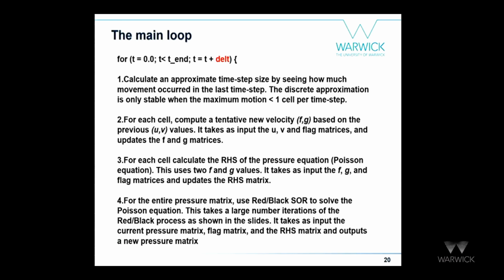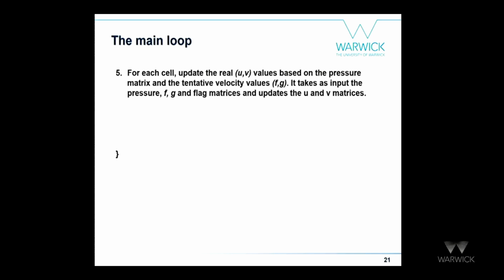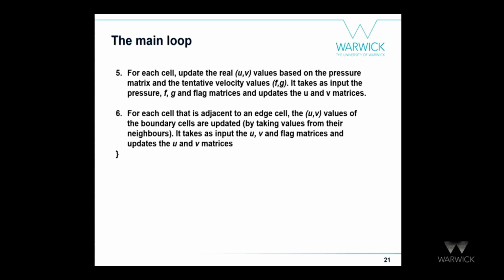And then use the red and black SOR, which is the SOR we introduced earlier, to solve the Poisson equation, which is to calculate the pressure of the fluid. And then update the real velocity of the fluid, and then calculate the velocity of the edge cells. These are the main steps of the code.